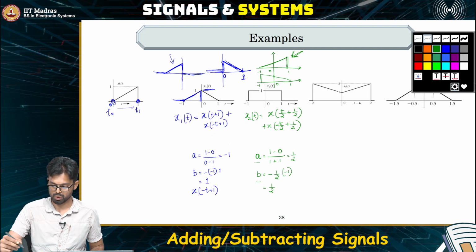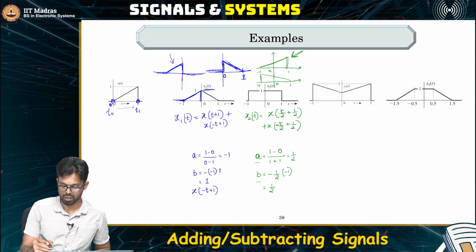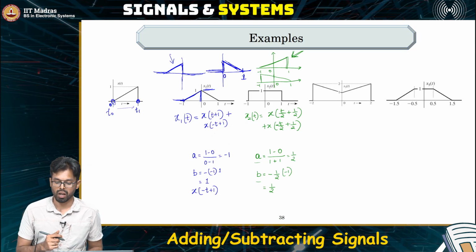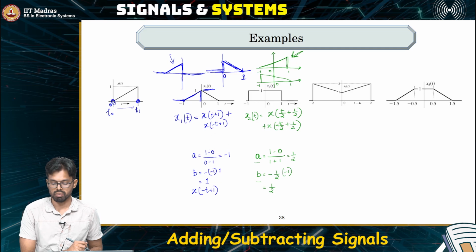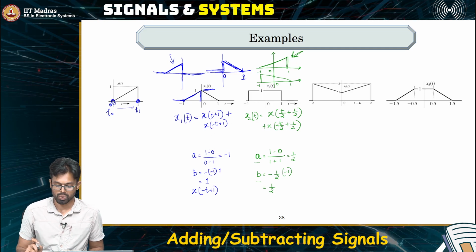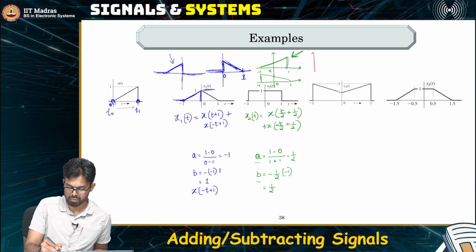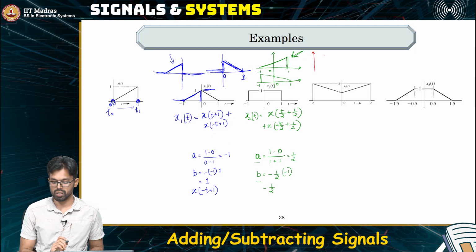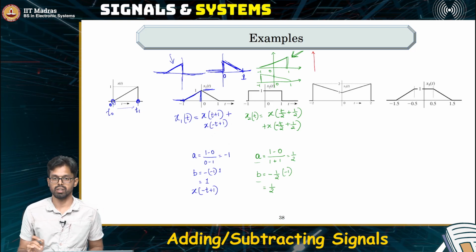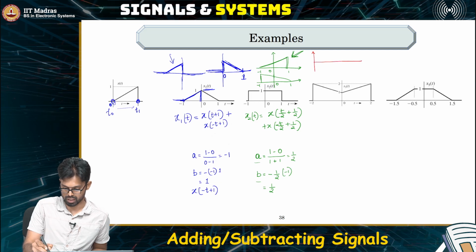Let's move on to the next one. We're getting a little more complicated signal. How to find this x3 of t? So once again, we have to decompose this into things that we already know. One way is, there are many ways. You can do it in a different way, I can do it in a different way. So I'll do it in a way that I can think of right now.